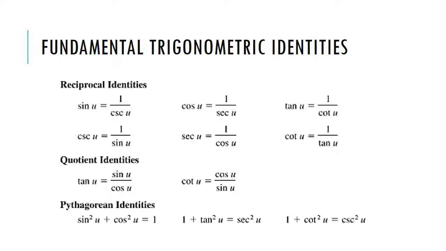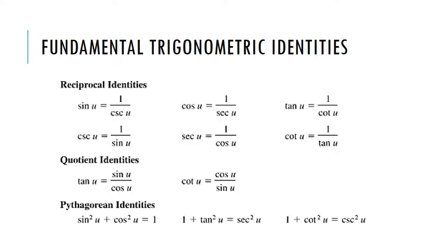We've seen these already. The reciprocal identities just remind us that the sine and the cosecant are reciprocals, as are cosine and secant, tangent and cotangent. The quotient identities are important. We've talked about those. If you understand the unit circle, then you should understand these. The tangent is sine over cosine. It's y over x. Cotangent is the reciprocal.